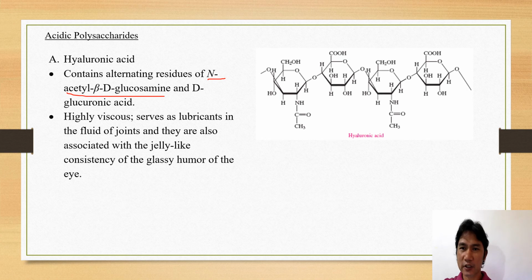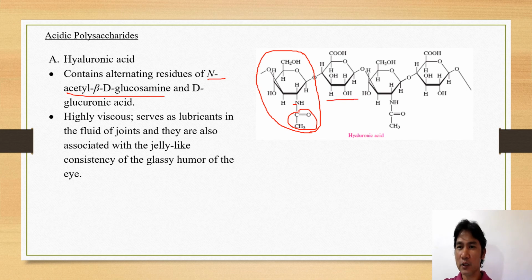As I said earlier, this is the acetyl. On carbon number 2 there's an amine group. Okay, and then N-acetyl beta D-glucosamine. So this thing here is your N-acetyl beta D-glucosamine, and it's connected to, it says here, D-glucuronic acid. So this is the glucuronic acid.